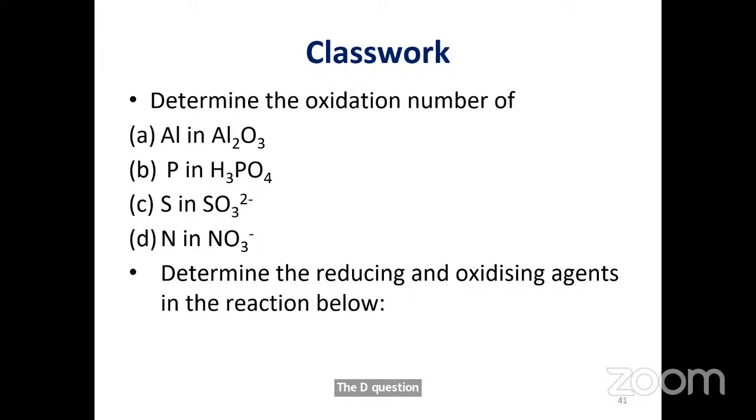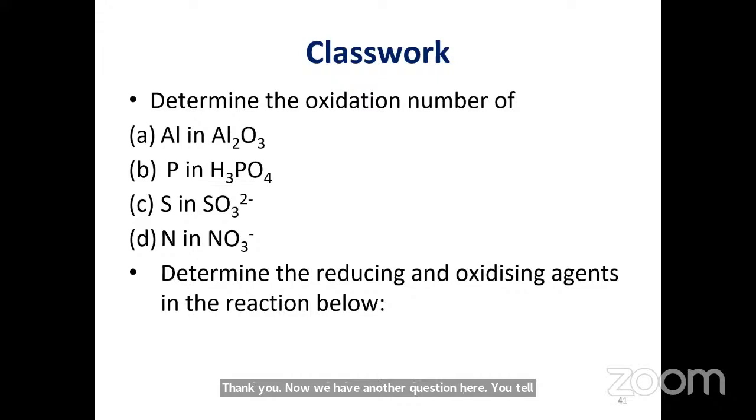N in nitrates. What is the oxidation state of nitrogen in the nitrate ion? Yeah, that is +5. Very correct. Well done to everybody for attempting the question. Thank you. Now we have another question here.